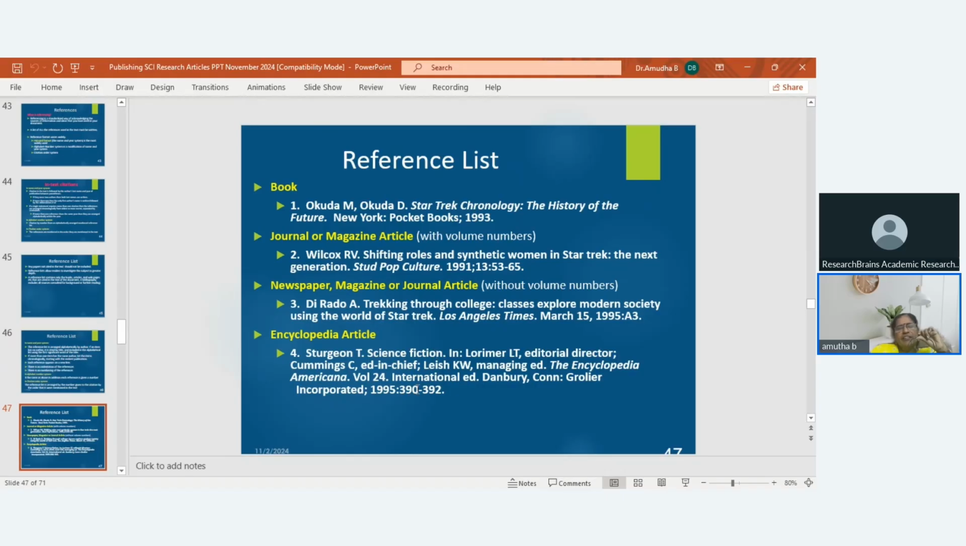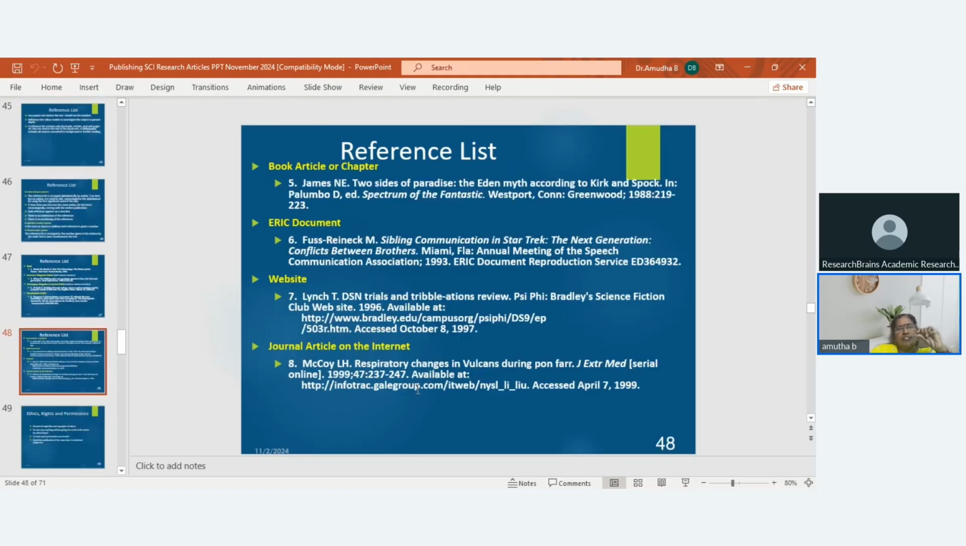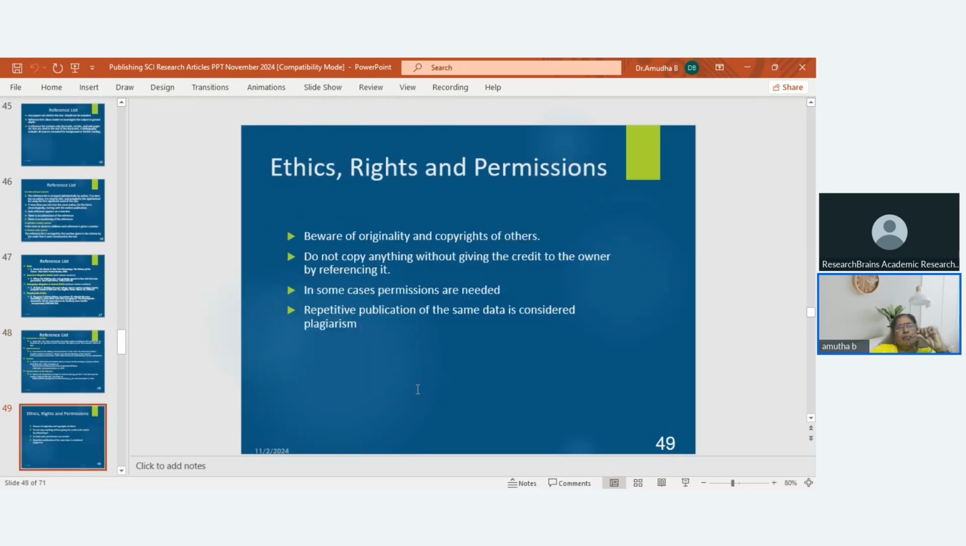Everything must be there. And how the reference must look will be given by the particular journal you are applying for. From that journal, we can see, and these are some sample references.